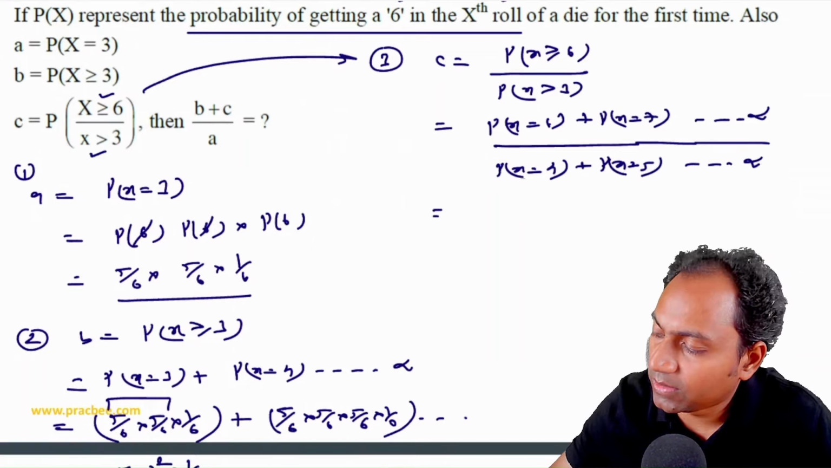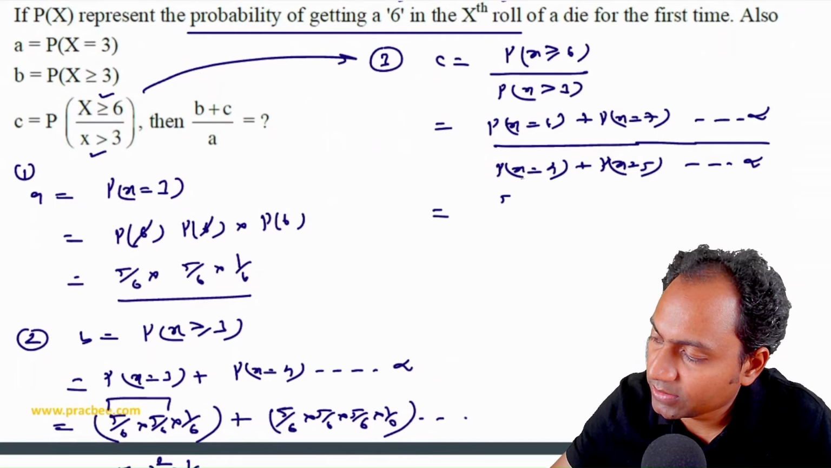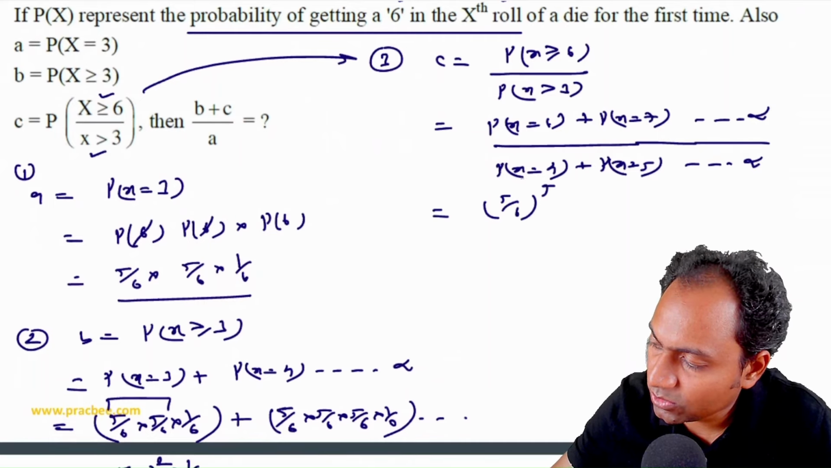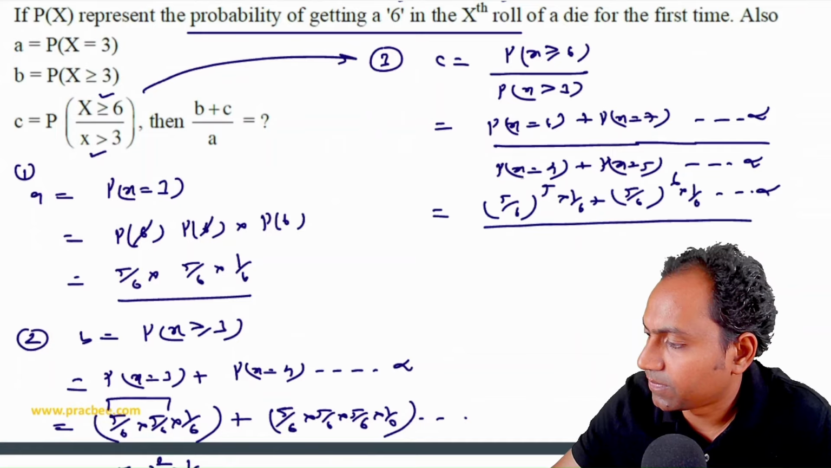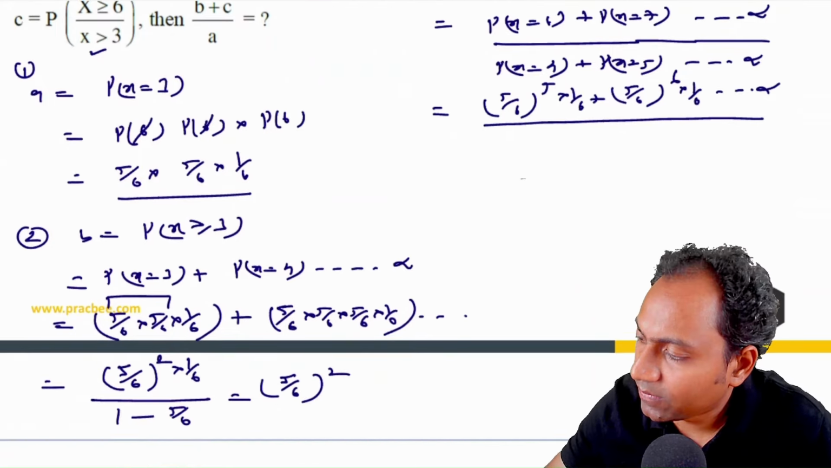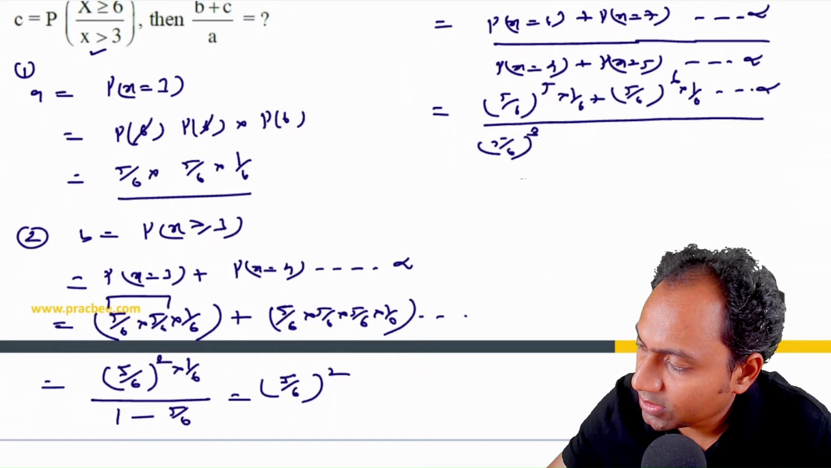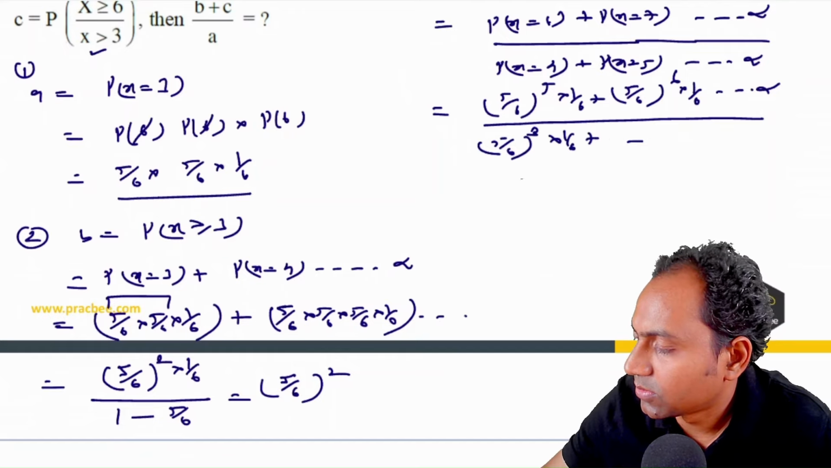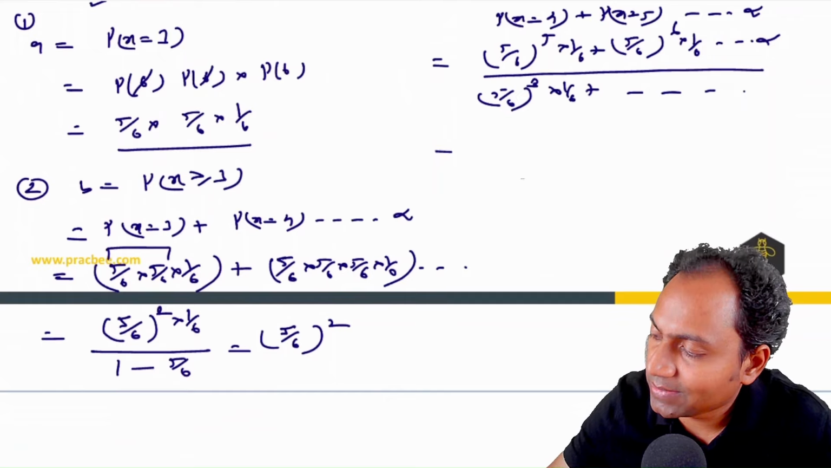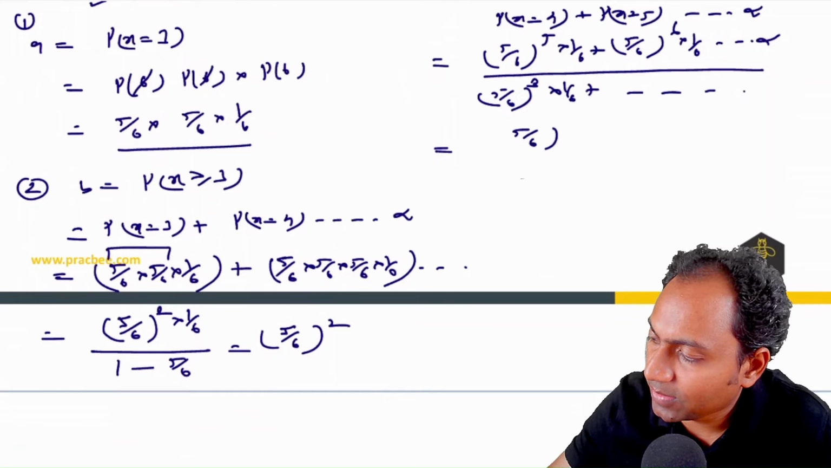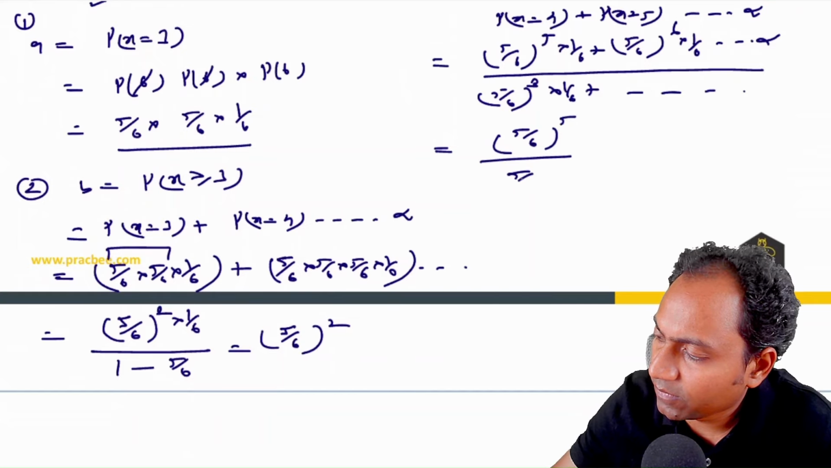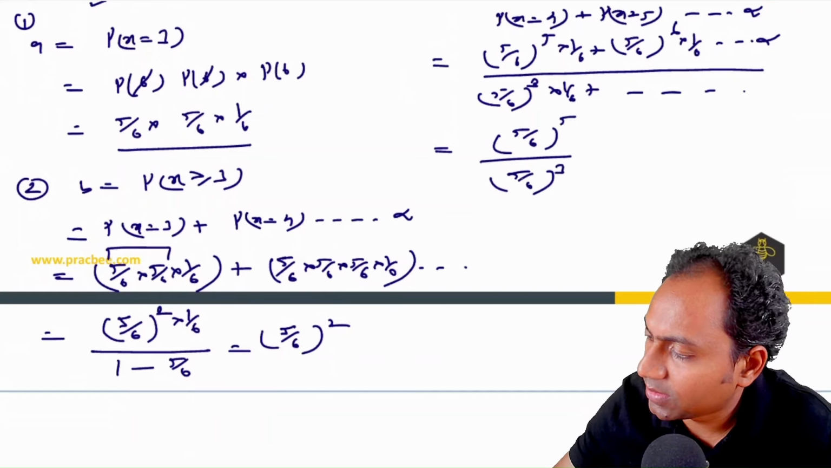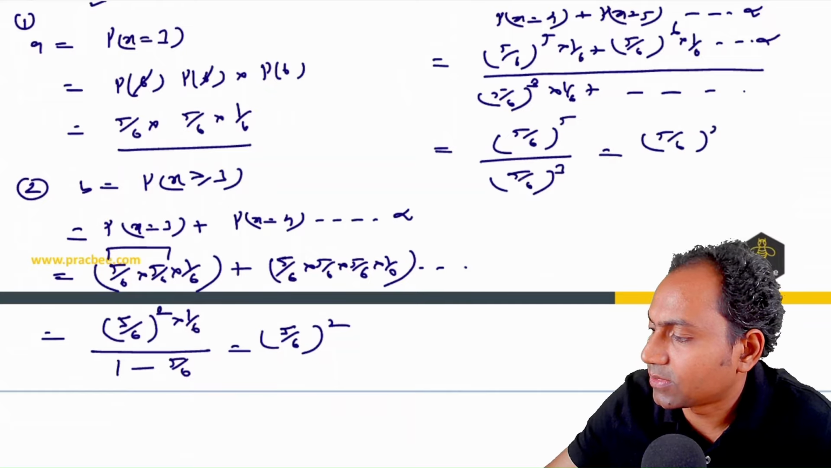What is happening in the numerator part is we are getting an infinite series where we start with 5 by 6 raised to the power 5 into 1 by 6, then 5 by 6 raised to the power 6 into 1 by 6, till infinity. And the denominator part will start with 5 by 6 raised to the power 3 into 1 by 6, and so on and so forth. Now if I find the sum of the series in the numerator, as we already did earlier, it will come out to 5 by 6 raised to the power 5. Denominator will become 5 by 6 raised to the power 3. And if you simplify, it is 5 by 6 whole square.